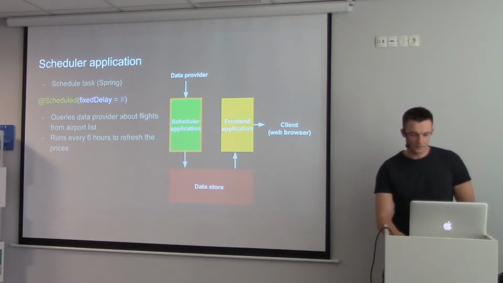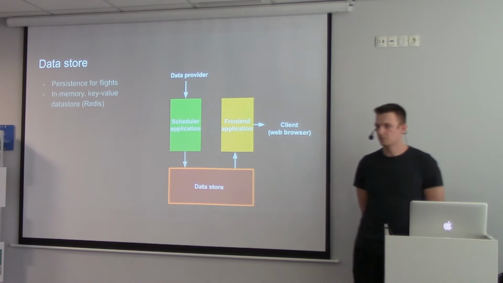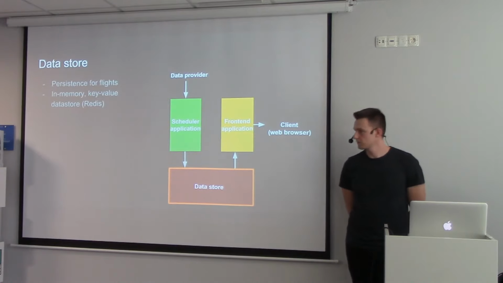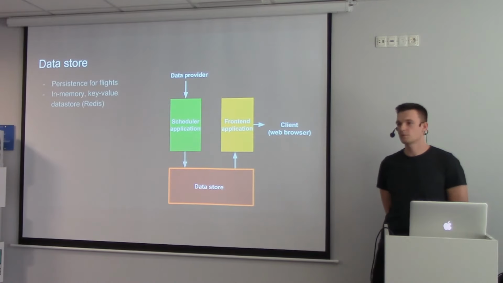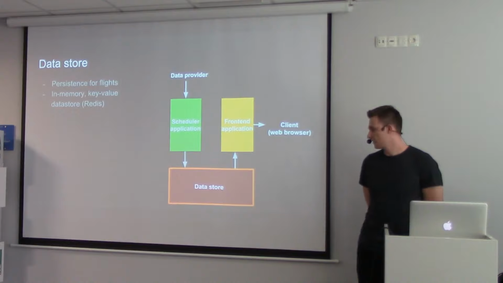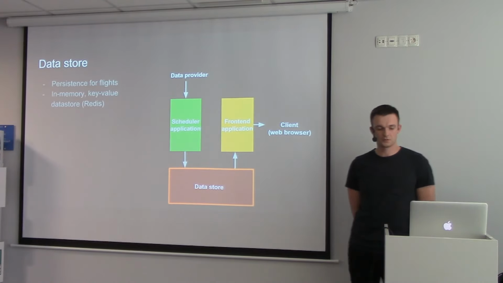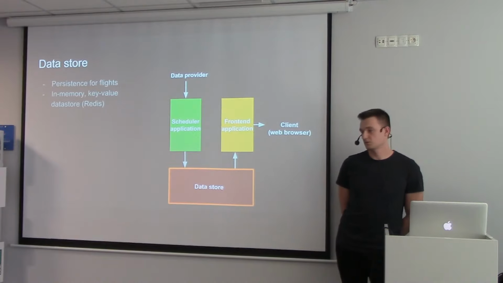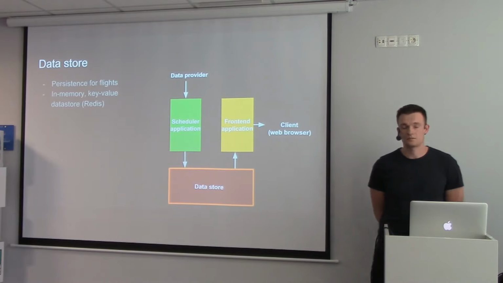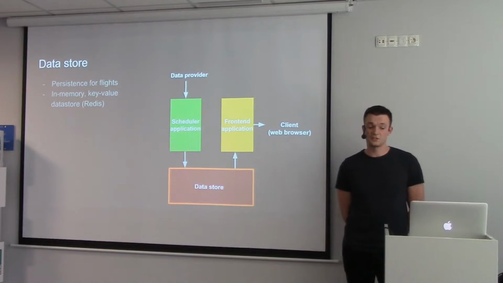Yeah, the next component is our persistence layer. This is a single node Redis instance. Redis is an in-memory key value store. We chose it because it is very simple to use. We don't need a huge relational database here, and it is very fast.